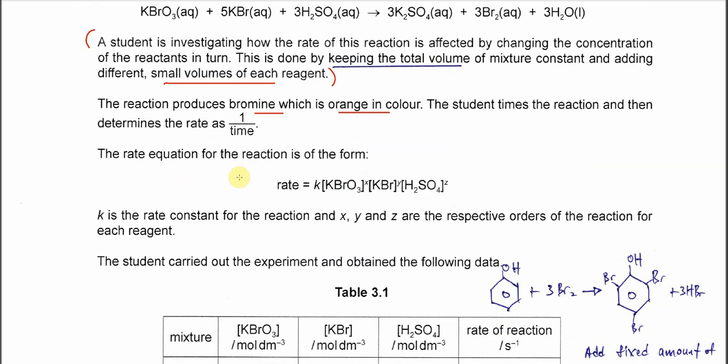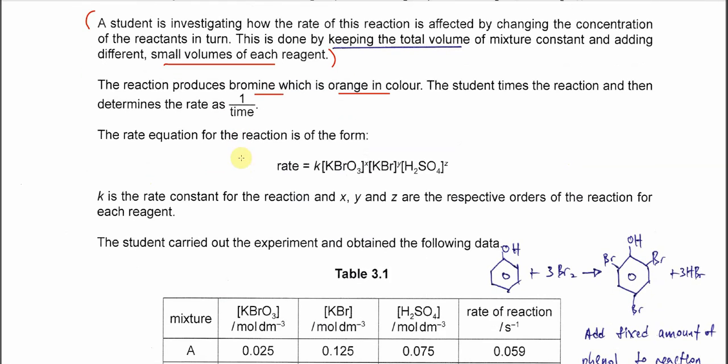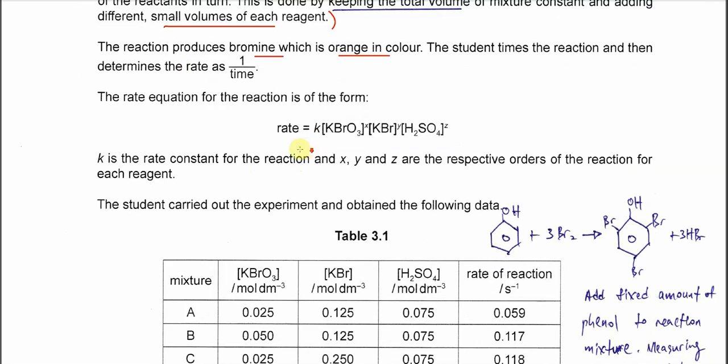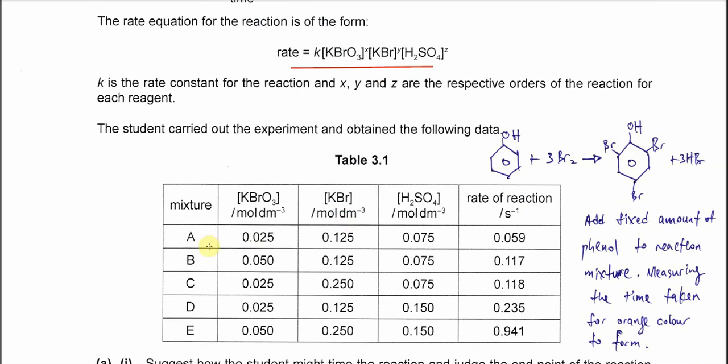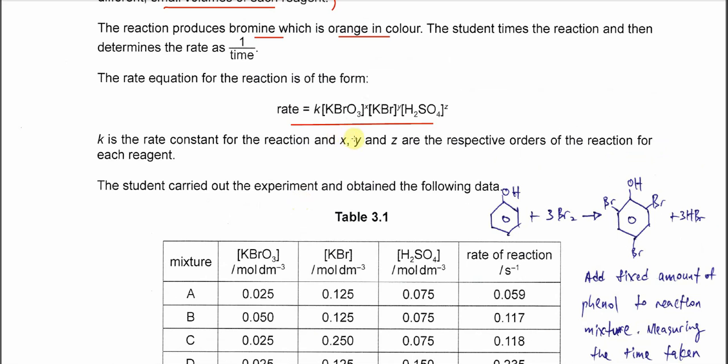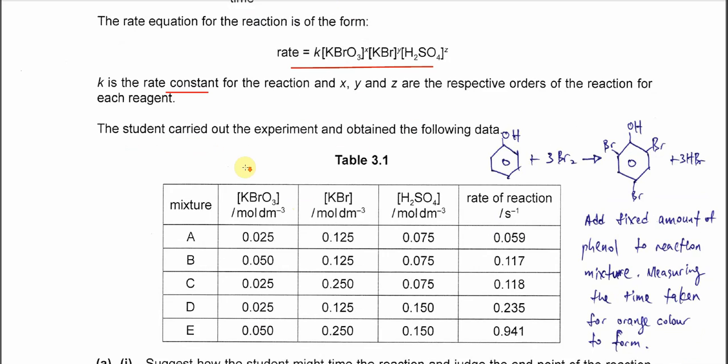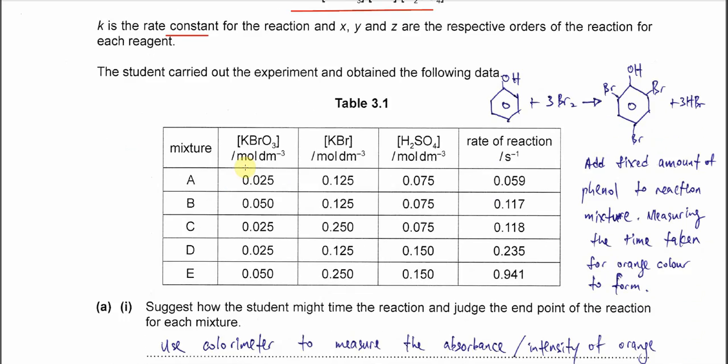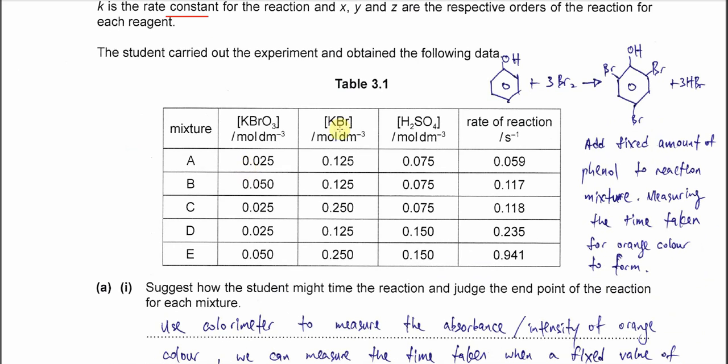Now, the rate equation for the reaction is this one. Later we need to compare the results, meaning A, B, C, D, E, to get the orders x, y, z. Okay, later we'll do it. And k is the rate constant. Now the student carries out the experiment and obtains the following data. So these are the concentrations involved and the rates of reaction. We'll discuss this one later.